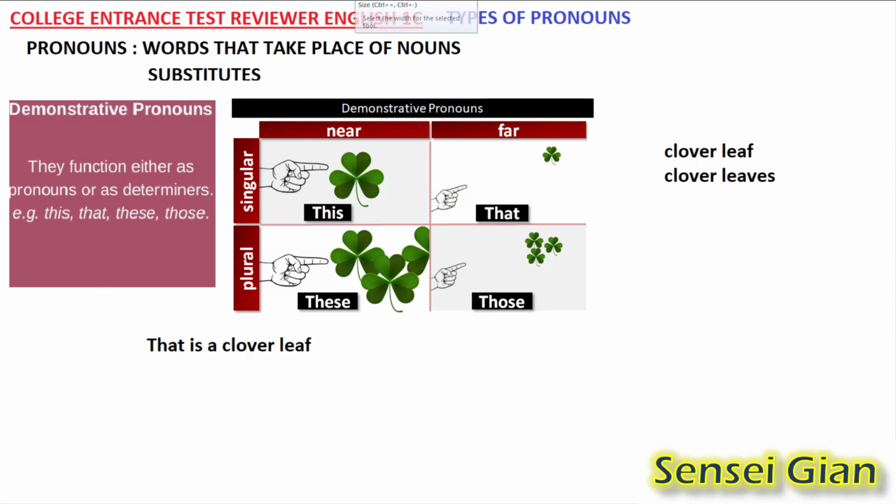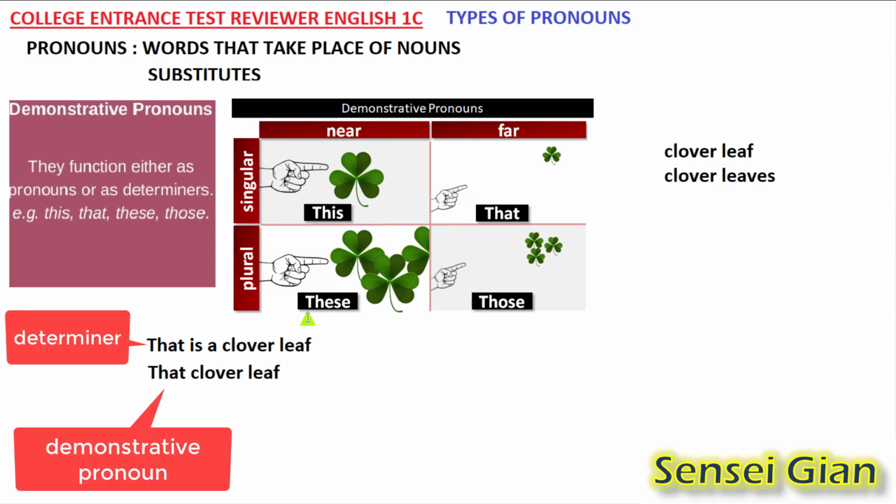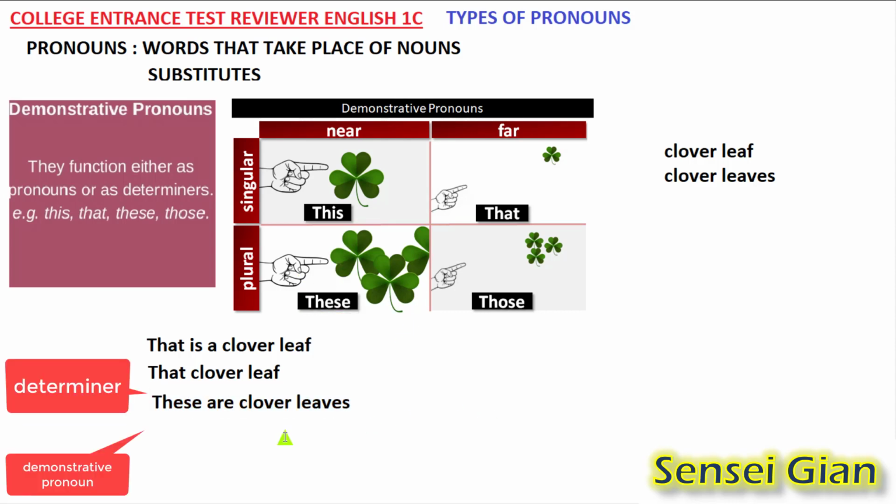As a determiner, that is a clover leaf. But what if you use it as a pronoun? As a pronoun, that clover leaf. So as a determiner, it's "that is a clover leaf", but as a pronoun, "that clover leaf". How about we use this plural and near you? We call it "these are clover leaves". But as a pronoun, it acts as "these clover leaves". So again, these clover leaves. Determiner, pronoun.